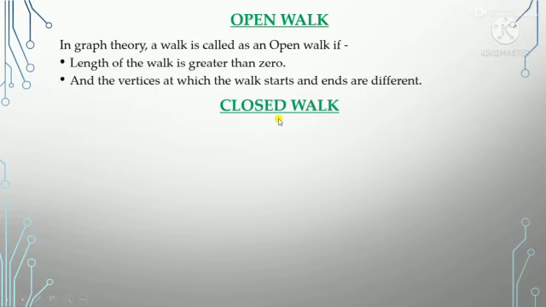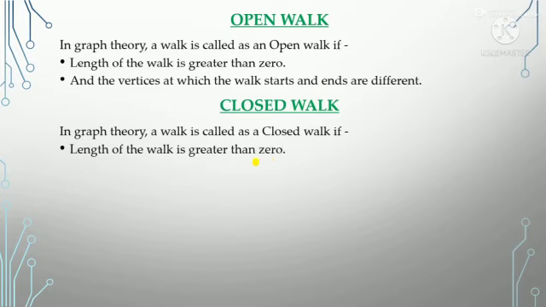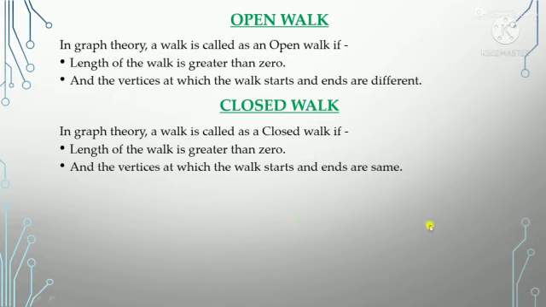And a closed walk: a walk is called a closed walk if the length of the walk is greater than 0, and second, the vertices at which the walk starts and ends are the same. So in an open walk, the start and end points are different, and in a closed walk, the start and end points are the same. That is called a closed walk.